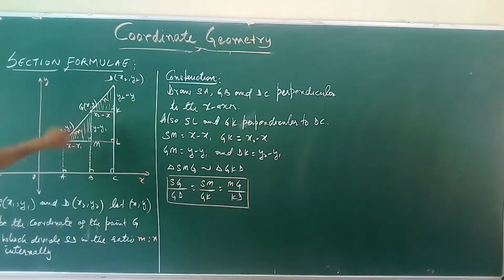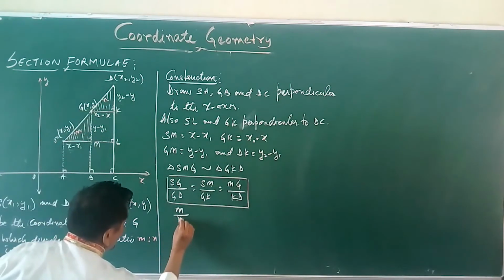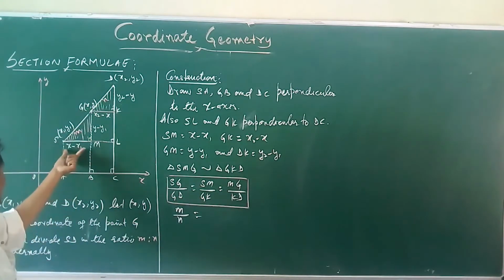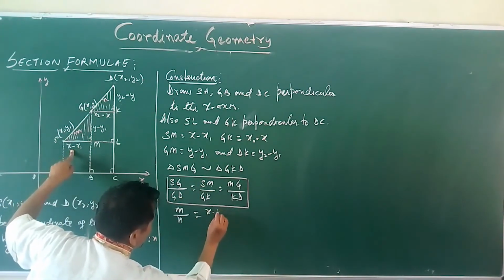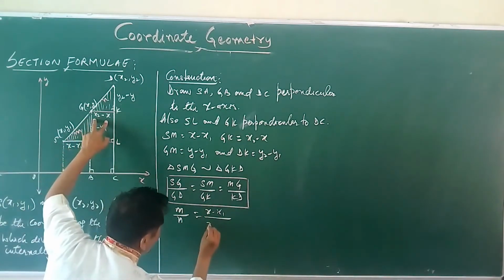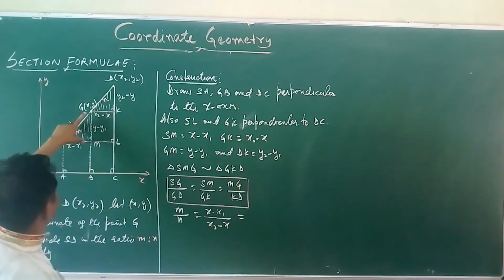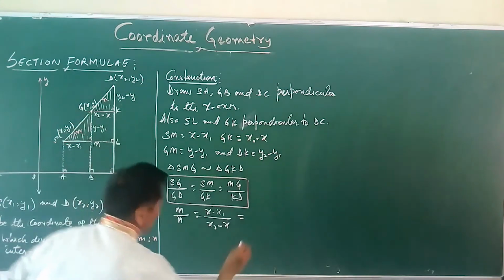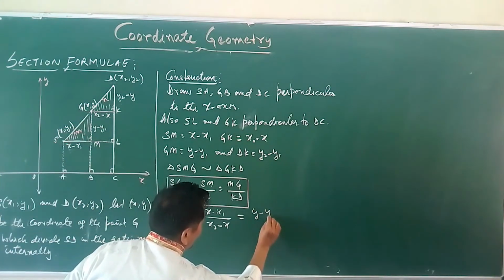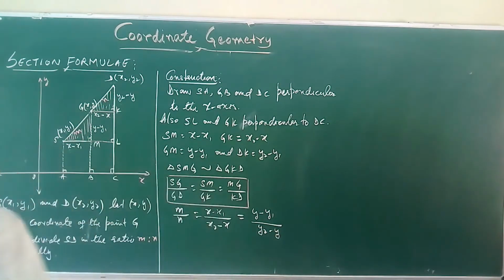So SG to the M draw. So M part 2 divided by D to the N draw equal to SM and D draw. So X minus X1 divided by GK and D draw. X2 minus Xj, which is also equal to y minus y1 divided by y2 minus y.